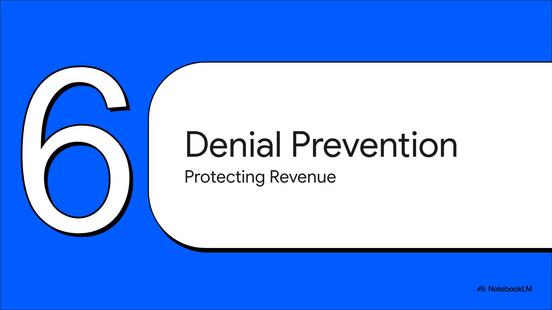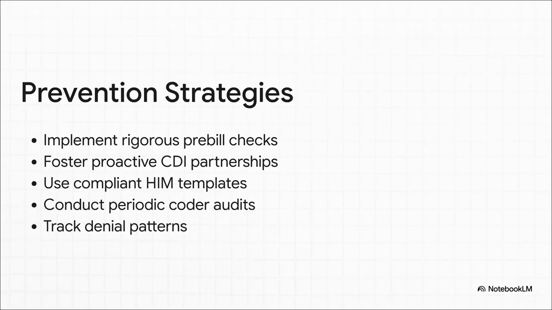Finally, part 6, denial prevention and wrap-up. So how do we actually stop these auditors at the gates and protect our hard-earned revenue? By catching the errors before the claim ever leaves the building. Here are the proactive strategies every revenue cycle management professional really needs to implement. You've got to have rigorous pre-bill checks using clearinghouse validations to make sure your POAs and MCCs actually make sense.